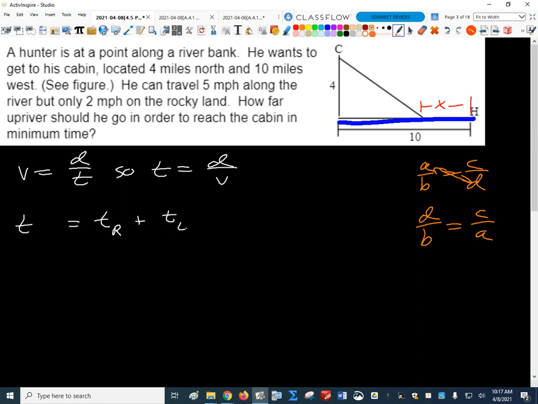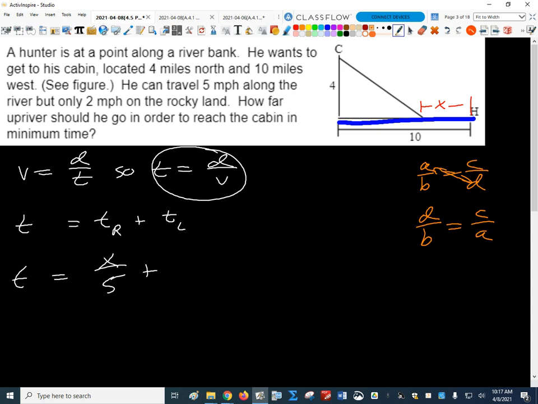So what's going to be the time along the river then? If we're defining the distance that he's traveling along the river as x, what's going to be the time along the river if this is our relationship? Okay, so the distance he's traveling, the d, is going to be replaced by an x. The speed or the velocity on the river is 5, right? Everybody see that? So we're going to get x over 5. How about the time along the land? Well, what's the distance? We need to know what that distance is.